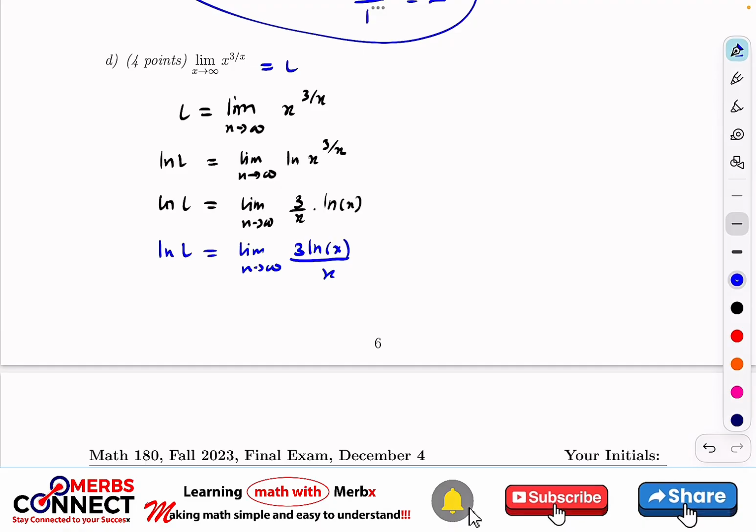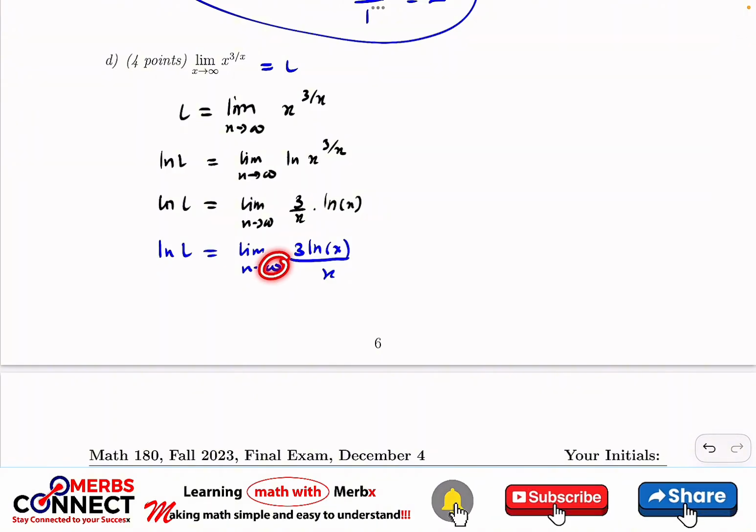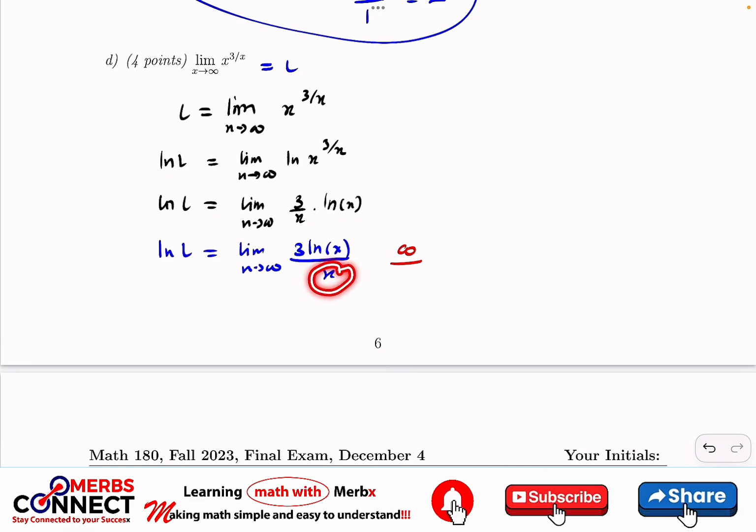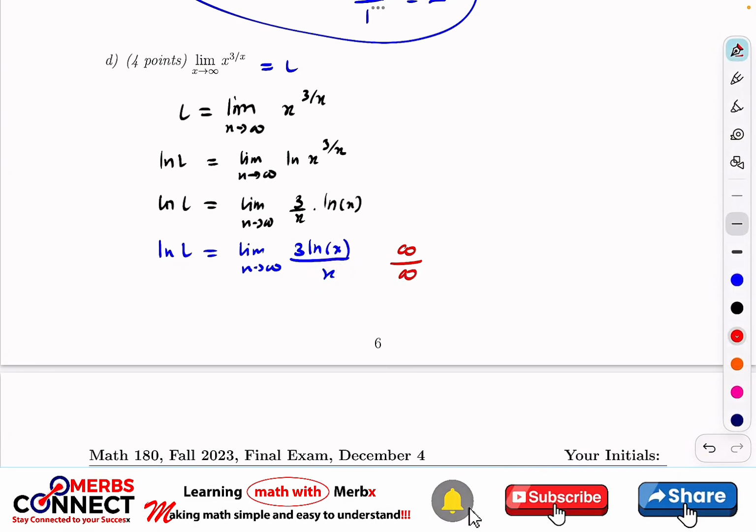First, let's verify if we can use L'Hopital's rule here. Plug in infinity to see what is going to happen. The natural log of infinity is infinity, divided by infinity when I plug in infinity here. So it means that we can use L'Hopital's rule. So now I have the natural log of L equal to, using L'Hopital's rule, the limit of the derivatives.